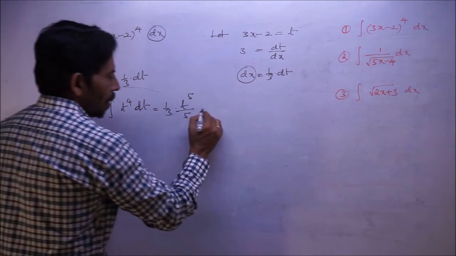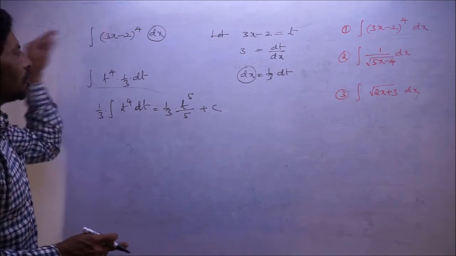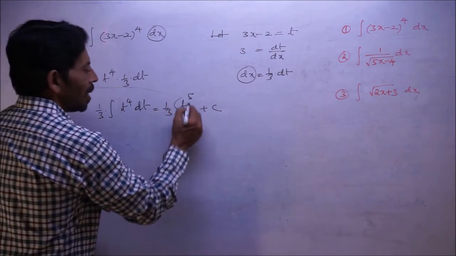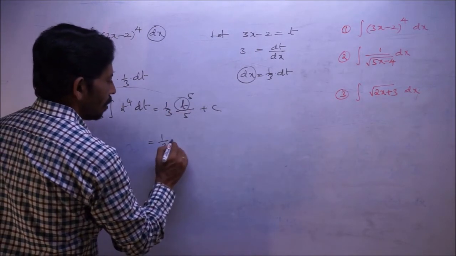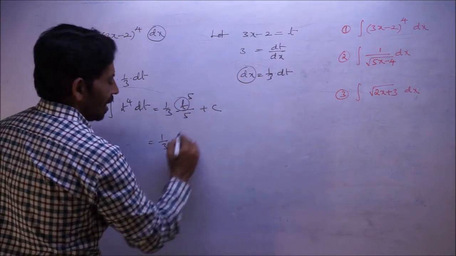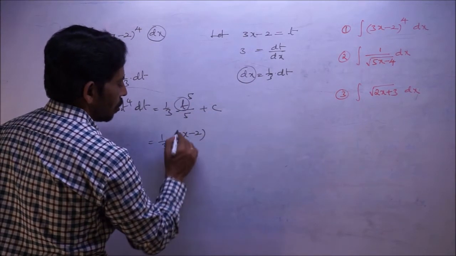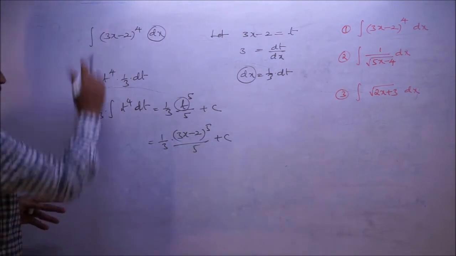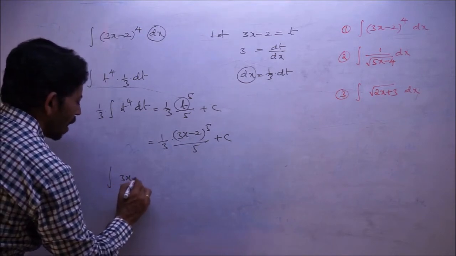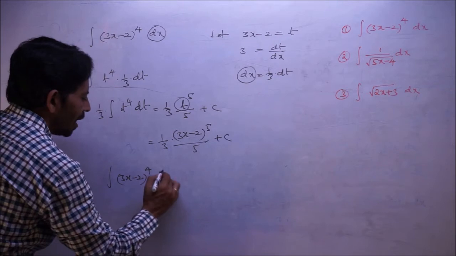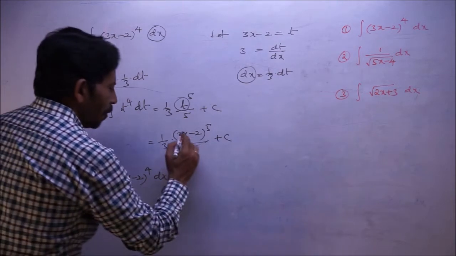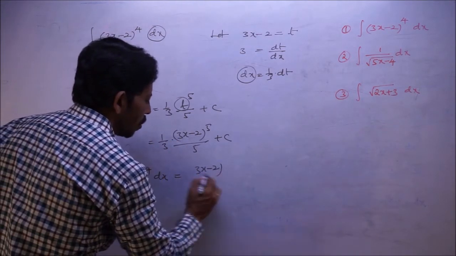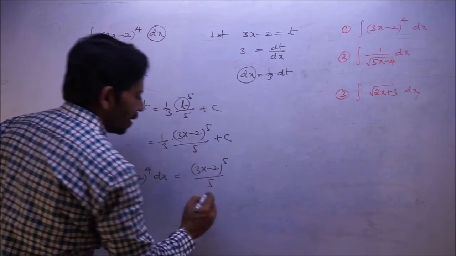that is 5, by 5, plus c. Now let us replace t, because the function is given in terms of x, so the result should also be in terms of x. So 1 by 3 into t, which is 3x minus 2, whole to the power of 5 by 5 plus c. Therefore the integral of (3x minus 2) whole to the power of 4 dx is (3x minus 2) whole to the power of 5 by 5 plus c.